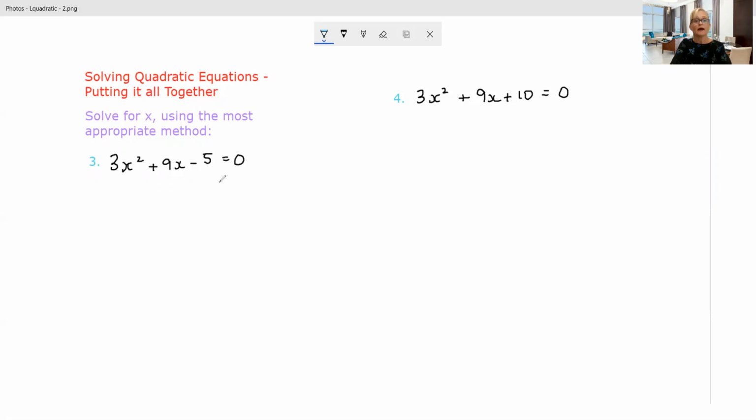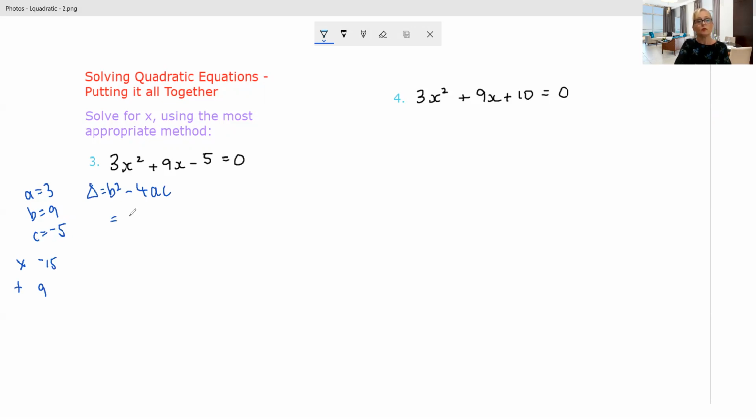Let's have a think about this. This is a quadratic expression where we've got a as 3, b as 9, and c as negative 5. Can we think of two numbers that multiply to give ac, so they multiply to give negative 15, and they add to give 9? Not looking terribly likely, is it? Let's work out what b squared minus 4ac is, just to give us a little bit more info.